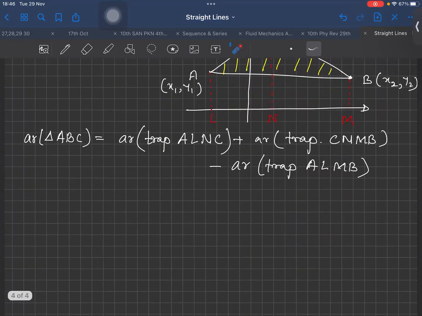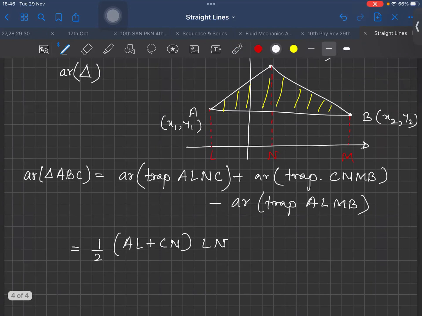Now do it. Can any one of you solve it? So how can we write it? Area of trapezium is what? Half into sum of parallel sides into height. So half into AL plus CN into LN is the area of this trapezium. Sum of parallel sides. So which two sides are parallel? This side and this side are parallel. So we added these two sides and multiplied it with the distance between them, the separation between them, and half of that.